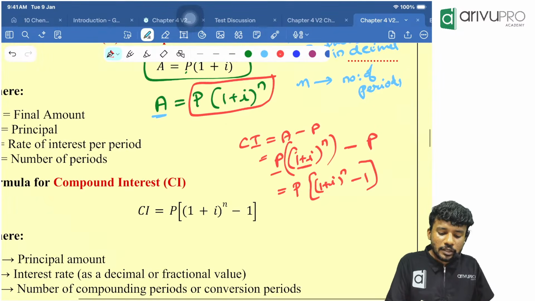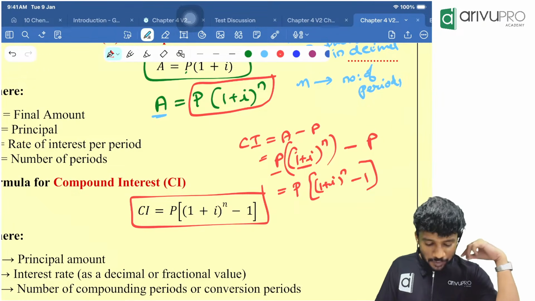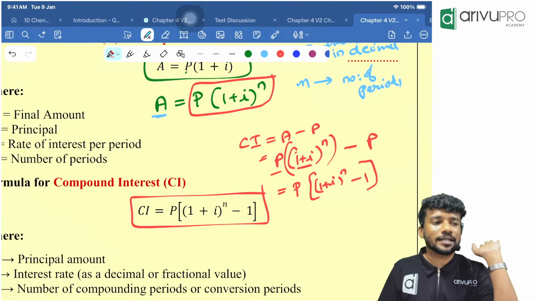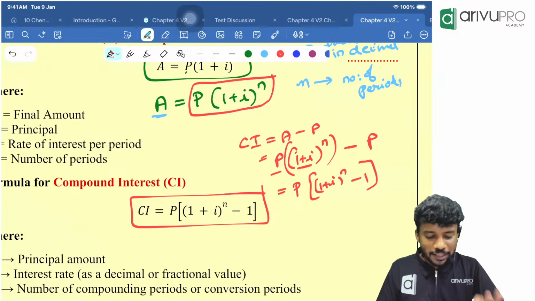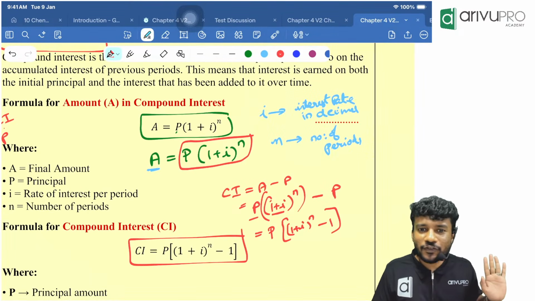So people, the compound interest formula looks like this: P into 1 plus I the whole power n minus 1. Make a note of it. These are the two formulas we require in this topic. Other than that, we will not use anything.